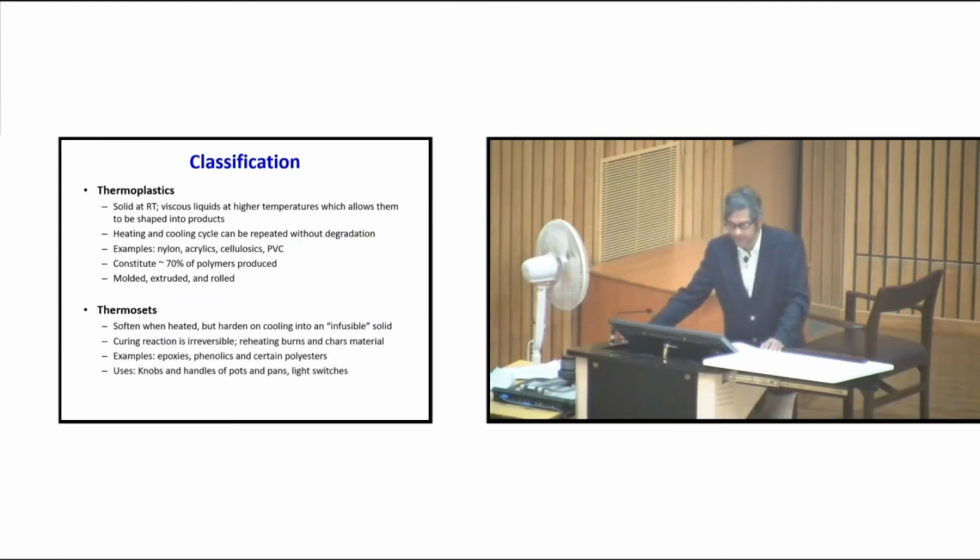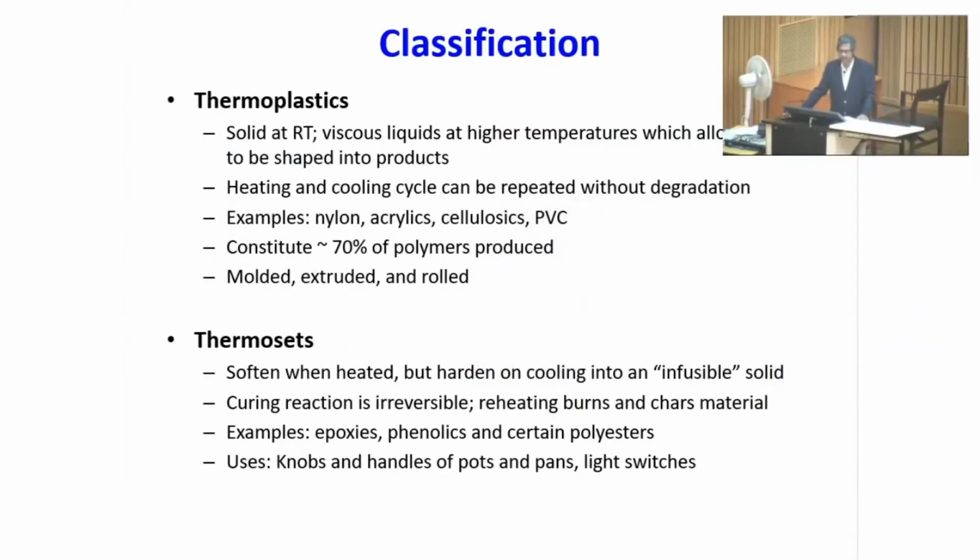Well, as I said, thermoplastics are basically solid at room temperature, viscous liquid at high temperature, which allows them to be shaped into products. Heating and cooling cycles can be repeated without degradation. Examples are basically nylons, acrylics, cellulose, or PVC. They constitute almost 70% of the polymer produced. As I said, they are the widely used ones, and they can be molded, extruded, rolled.